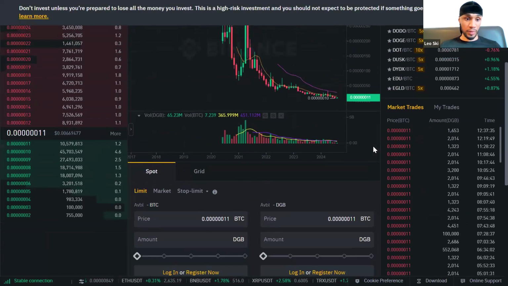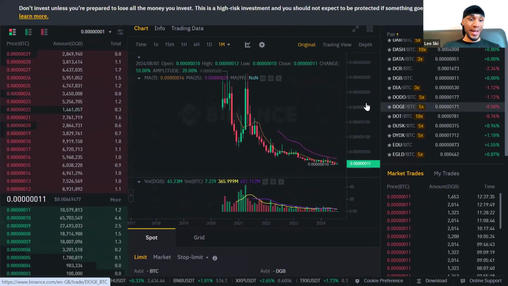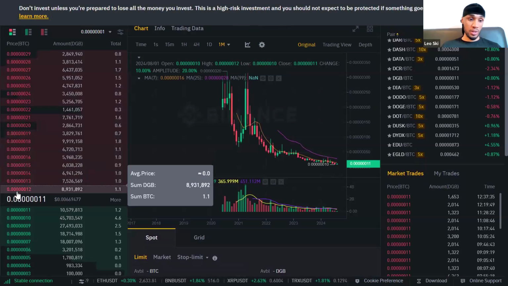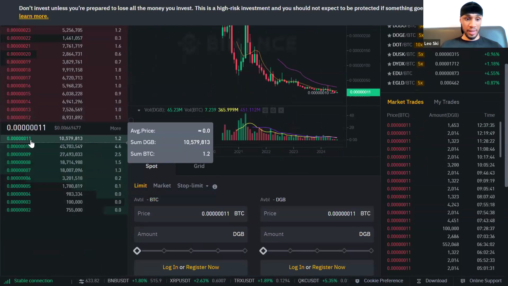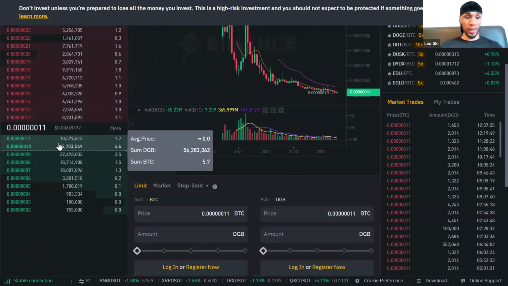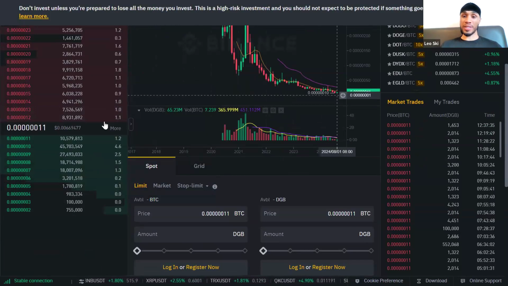0.0000011, right? Now, what I'm going to be looking for here is people that are selling for 0.0000011. As you can see right now, there's only people selling for 1.2, not 1.1. There's people buying. As you can see, there's somebody else buying for 1.1 and they're buying 10 million. I think we're only looking for 79,000.